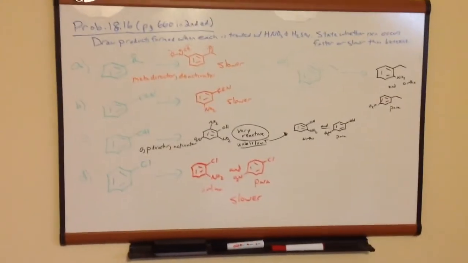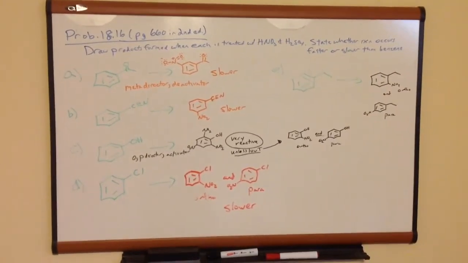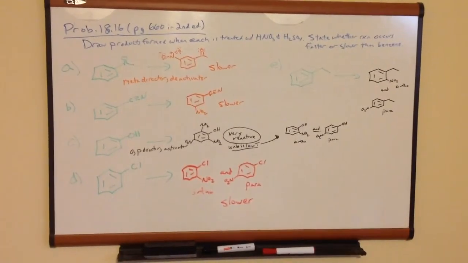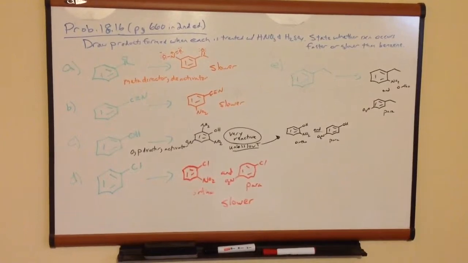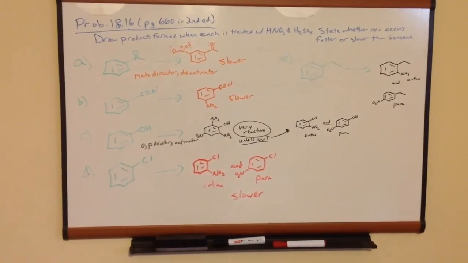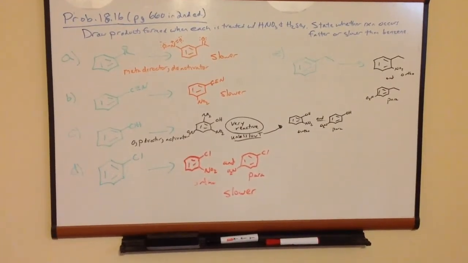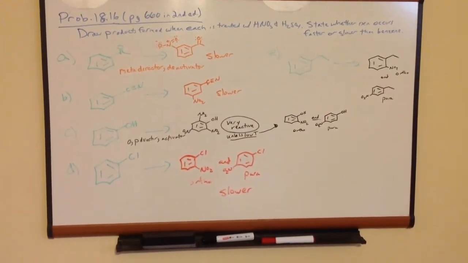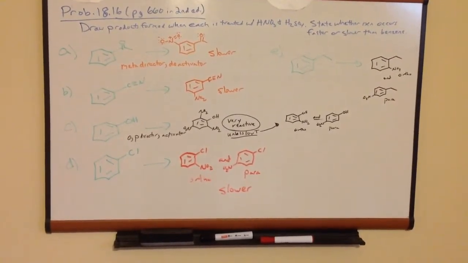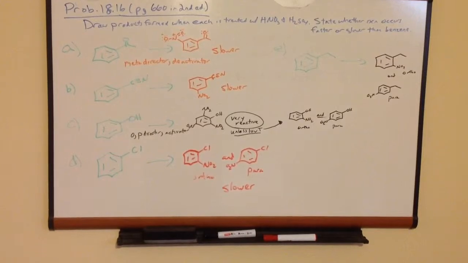In A, we notice that we've got a meta-director that's also a deactivator, as all our meta-directors are deactivators. Why is this a meta-director? The carbonyl carbon, remember, contains partial positive charge. So that's deactivating if you draw the resonance structures for that, or for the ionic intermediate. We should predict this to be slower and a meta-director preferred. So I've drawn here the nitro group meta to the carbonyl group, and it's slower. Similarly, in B, the cyano group has a partial positive charge on the carbon and is slower and a meta-director.